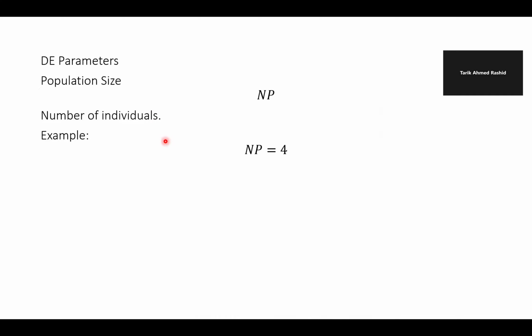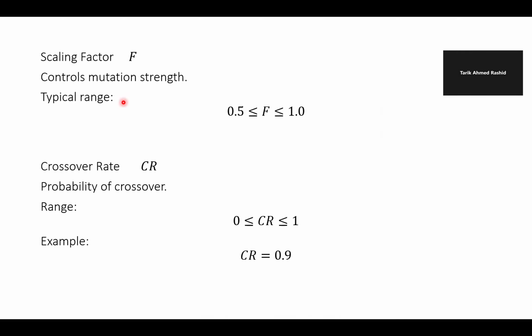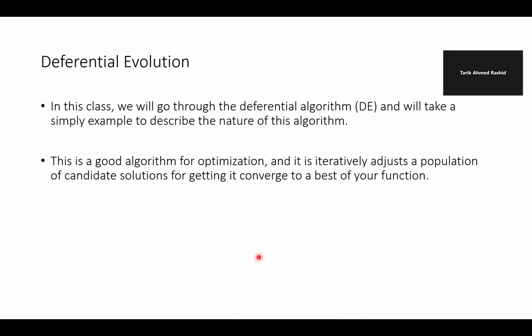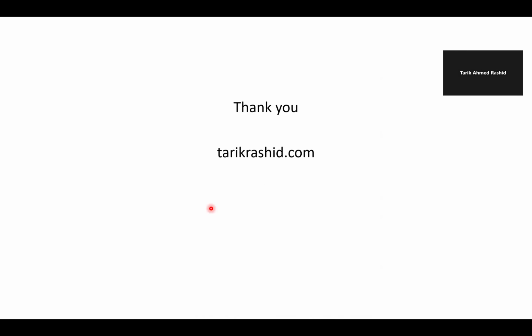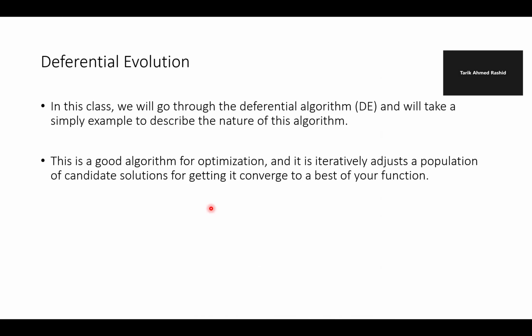We could start from at least four population members, and then we work on them. There is also the scaling factor. This should be between 0.5 and 1. There is also the crossover rate. This is again between 0 and 1, for example. So this is more or less about the evolutionary algorithm.